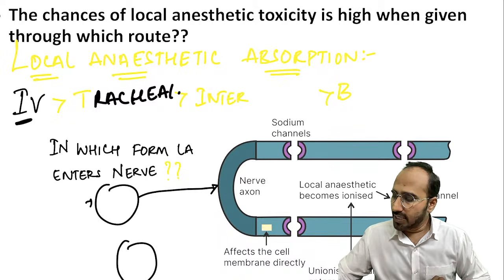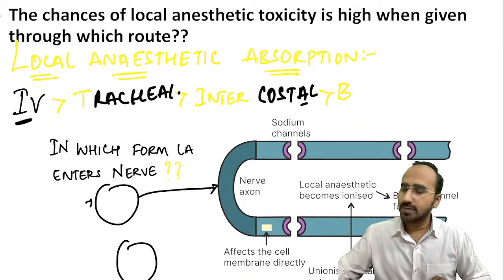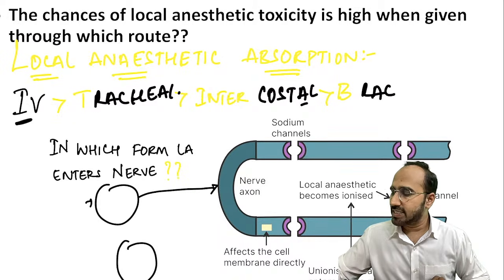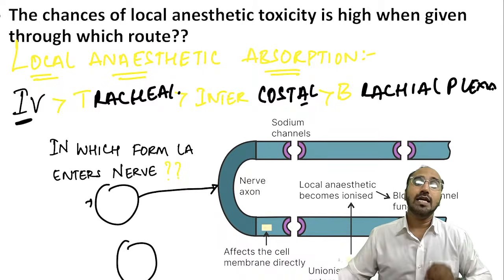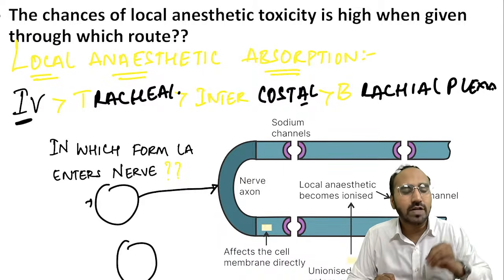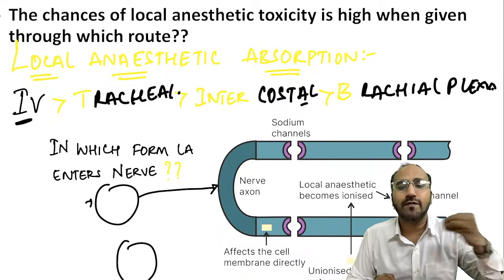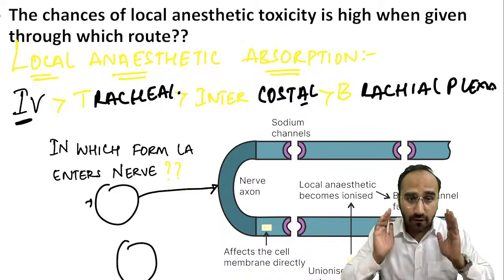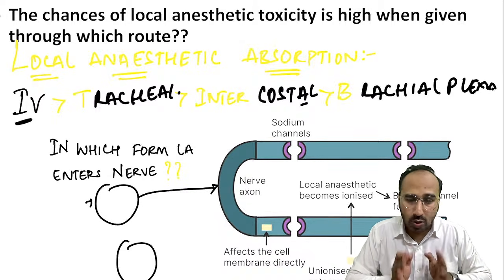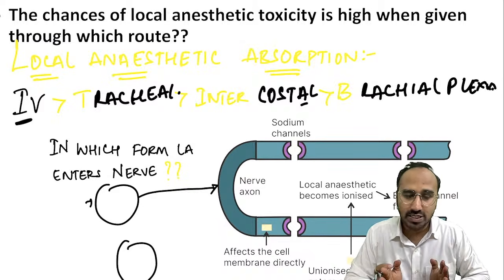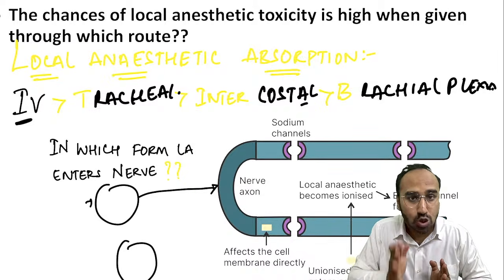Okay? Intercostal, again a large amount of blood vessels, and when local anesthetics are given in the brachial plexus, the chances of its toxicity will be high. So whenever you are giving local anesthetic, in which form it is entering the nerve and in which form it is blocking the sodium channel, one thing you have to be clear: local anesthetics are basically blocking the pain sensation by blocking the sodium channels.